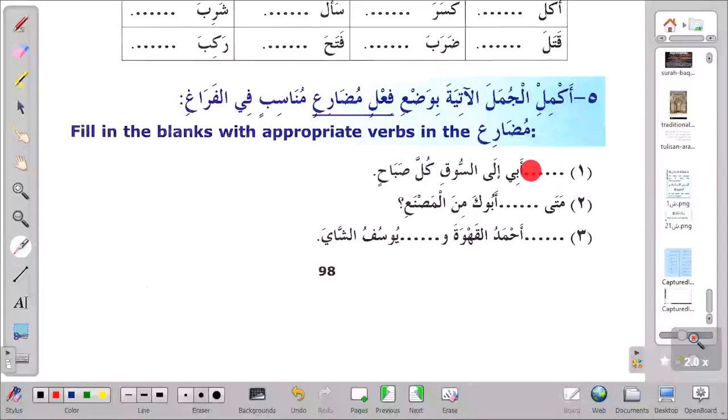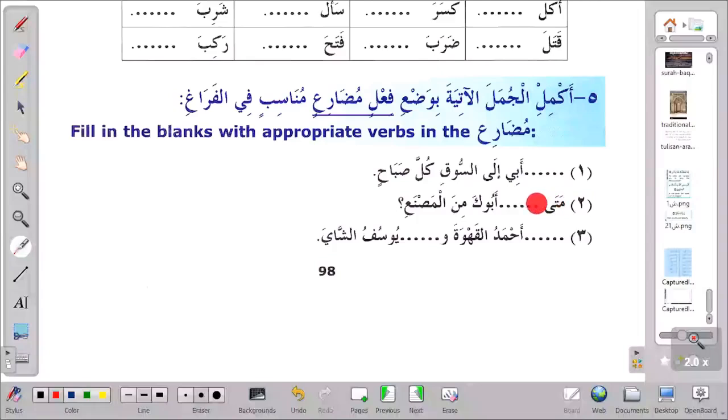So here, Abi ila suki kulla sabahin. What they want us to put is a present tense verb here that will make the sentence complete. So what should we put here? I'll put yazhabu, right? Yazhabu abi ila suki kulla sabahin: my father goes to the market every morning.